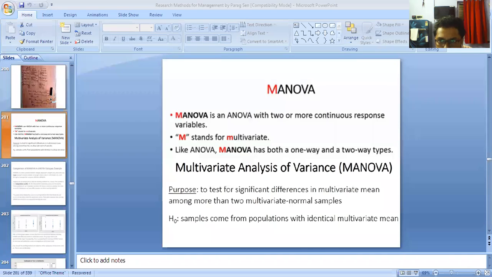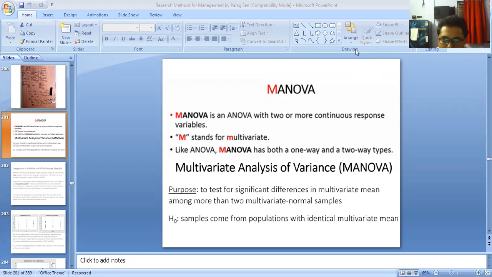So rather, I am going to show you MANOVA. Today I am going to discuss two-way MANOVA. MANOVA means multivariate analysis of variance. Now, you can understand that there cannot be a one-way MANOVA. If you talk about one-way MANOVA, it will simply become one-way ANOVA.